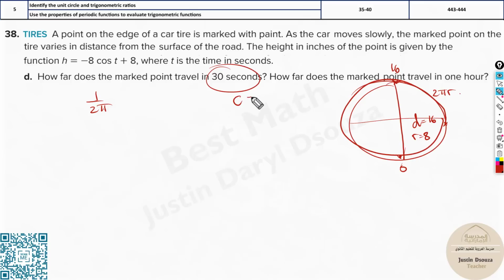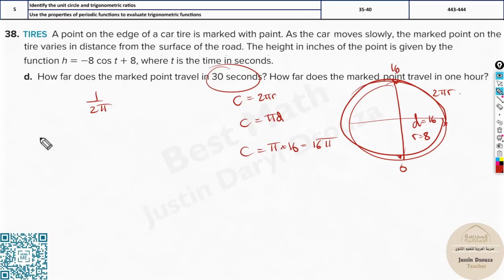Now you can either use the circumference formula as 2 pi r, or you can use the circumference of pi d. It's up to you. If you use r, it will be 8 times 2, which is 16. Here you can directly use 16. Anyways, the answer would be pi times 16, or 16 pi. So this is the circumference.